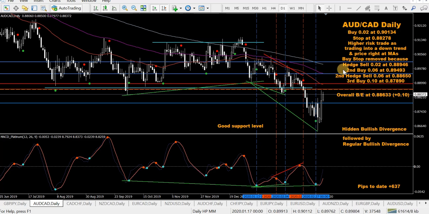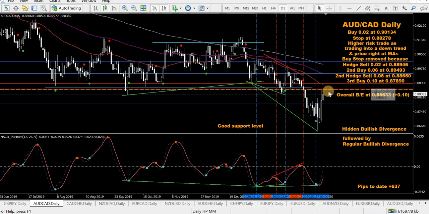So basically, you can read my notes as I said. I took a buy, hedge sell, same position size. Took a second buy, MACD Platinum still below the zero level. I could have got to my overall break even, but I wasn't able to get out. So then I got another sell. I took a hedge sell, and now I've taken a third buy. You can see the position sizes get slightly bigger.